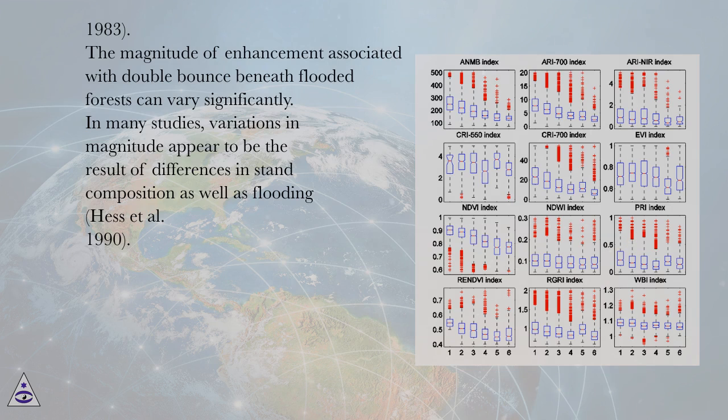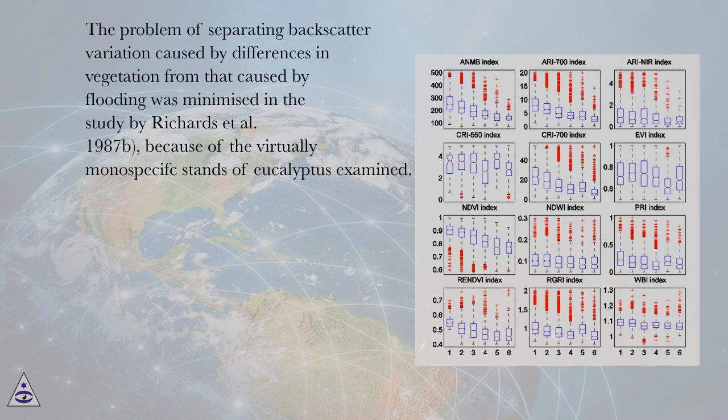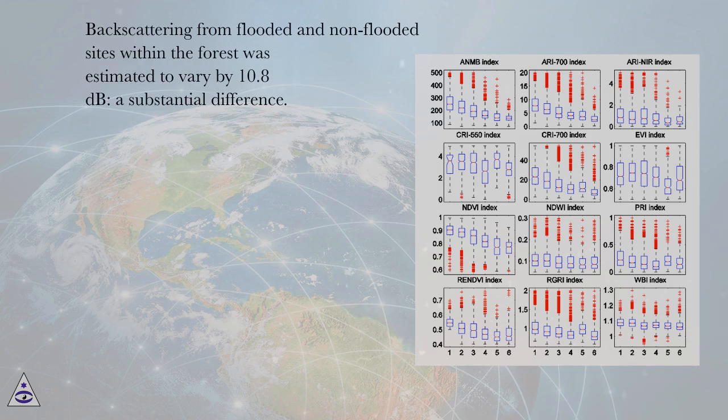The magnitude of enhancement associated with double bounce beneath flooded forests can vary significantly. In many studies, variations in magnitude appear to be the result of differences in stand composition as well as flooding, Hess et al. 1990. The problem of separating backscatter variation caused by differences in vegetation from that caused by flooding was minimized in the study by Richards et al. 1987b, because of the virtually monospecific stands of eucalyptus examined. Backscattering from flooded and non-flooded sites within the forest was estimated to vary by 10.8 decibels, a substantial difference.